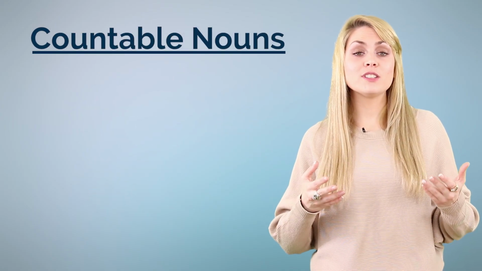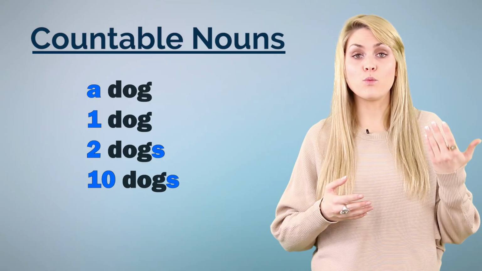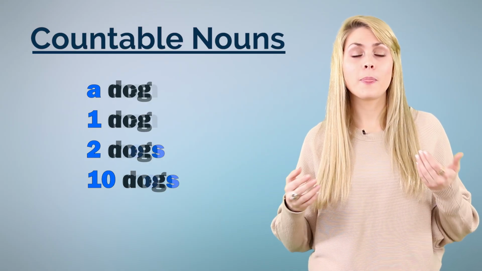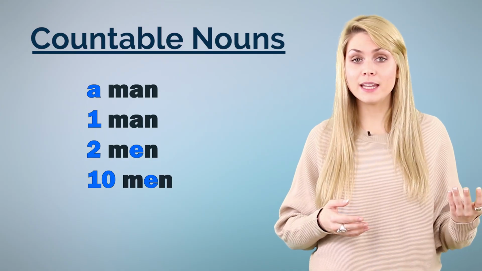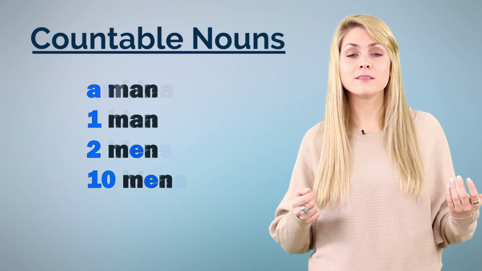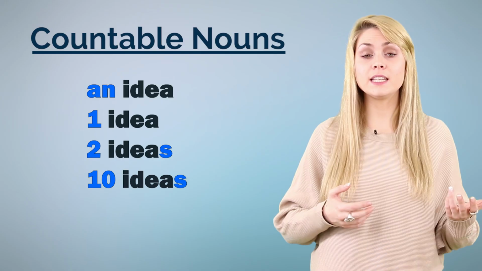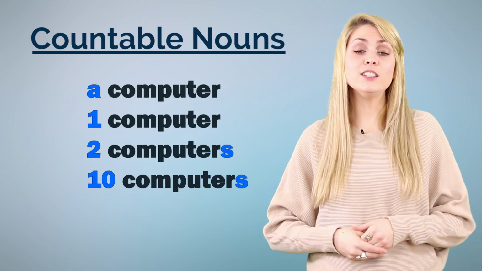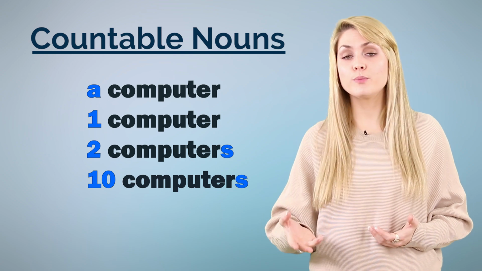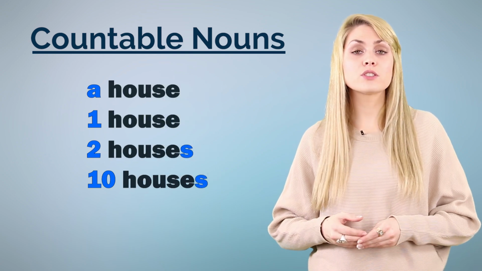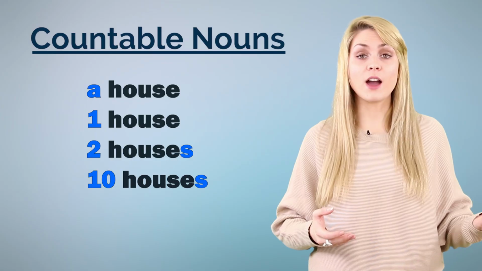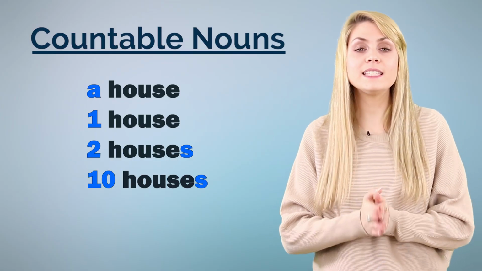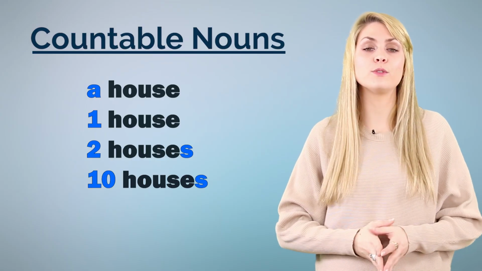Countable nouns, you can say a dog. You can say one dog, two dogs, three dogs, and so on. Man, you can say a man, two men. Idea, you can say one idea, two ideas, and so on. Computer, again, you can say one computer, two computers. And house, well, you can say one house, two houses, three houses, and so on. These are countable nouns, you can count them.